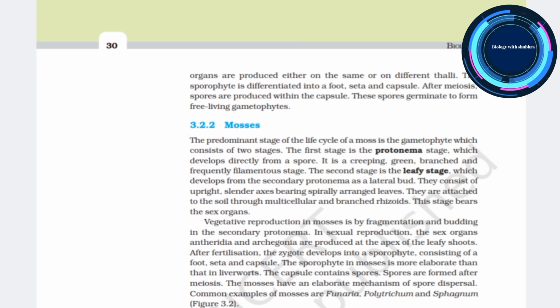The capsule contains spores. The spores are formed after meiosis. The mosses have an elaborate mechanism of dispersal of spores. It has a broad method of spore dispersal. Today we have learned the bryophytes, mosses and liverworts, and their characters and their reproduction.